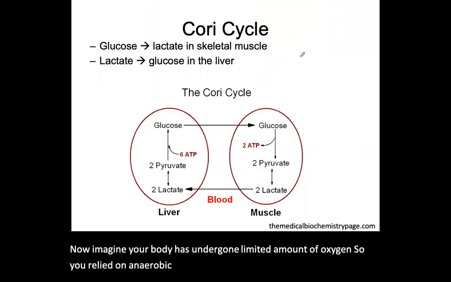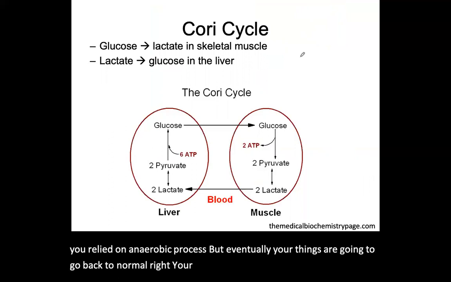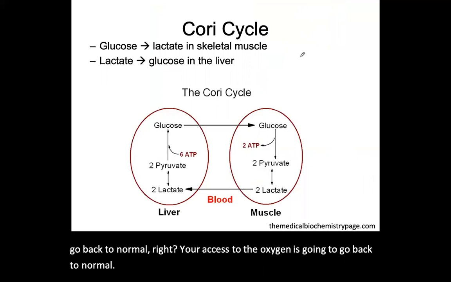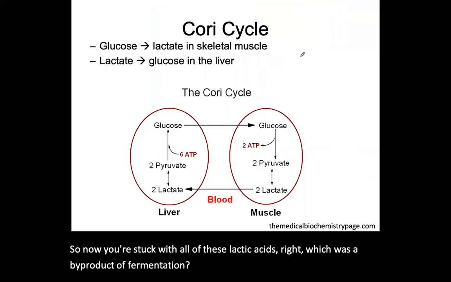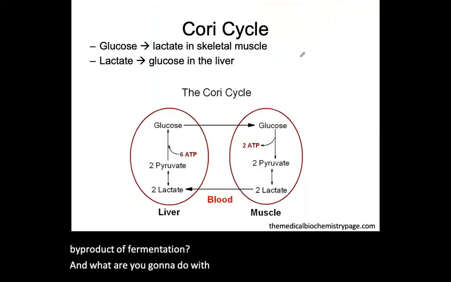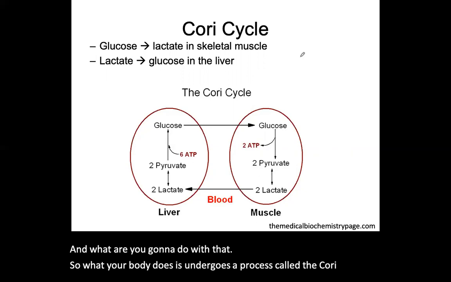But eventually, your things are going to go back to normal, right? Your access to the oxygen is going to go back to normal. So now you're stuck with all of these lactic acids, right? Which was a byproduct of fermentation. And what are you going to do with them? So what your body does is undergoes a process called the Cori cycle. So what is a Cori cycle?